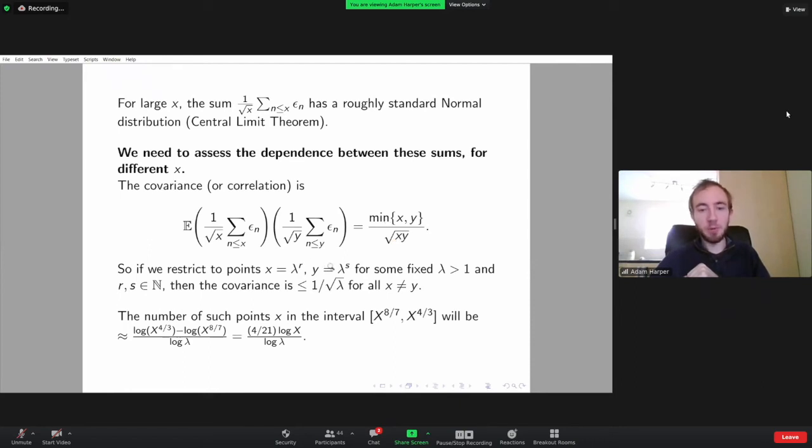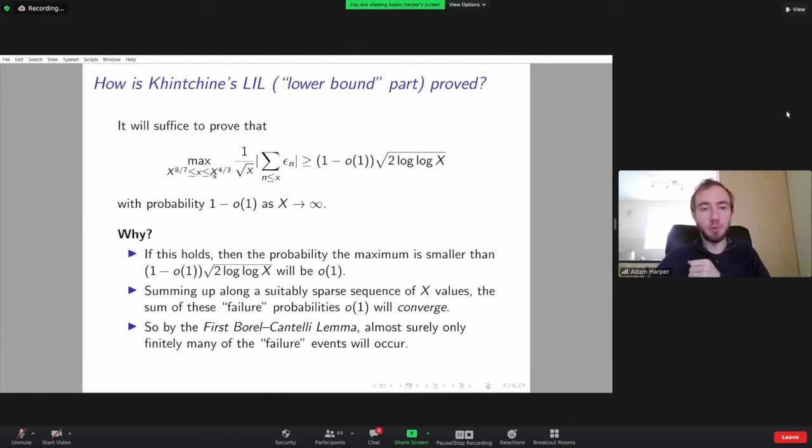So along this sequence, for all different points x, y, we're getting an upper bound for this covariance, which is like 1 over square root lambda. If lambda is large, this is getting small, and that's getting closer to the situation of these things being independent. The smaller the covariances, the more independent the random sums are. Now, we're interested in the maximum here over this interval.